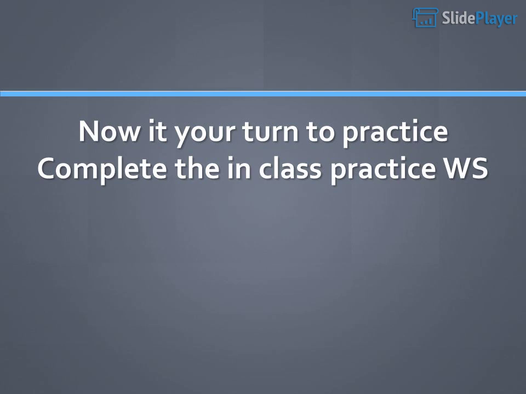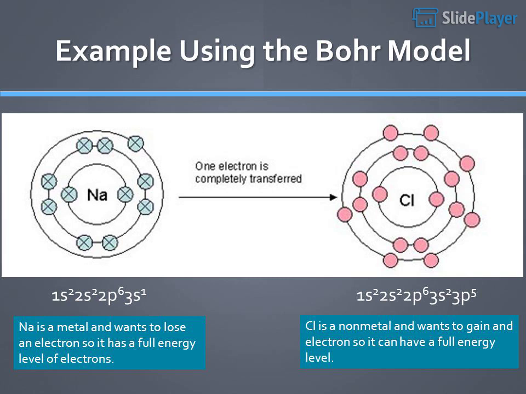Now it's your turn to practice: complete the in-class practice worksheet. Example using the Bohr model. 1s2 2s2 2p6 3s1. 1s2 2s2 2p6 3s2 3p5. Na is a metal and wants to lose an electron, so it has a full energy level of electrons. Cl is a non-metal and wants to gain an electron so it can have a full energy level.